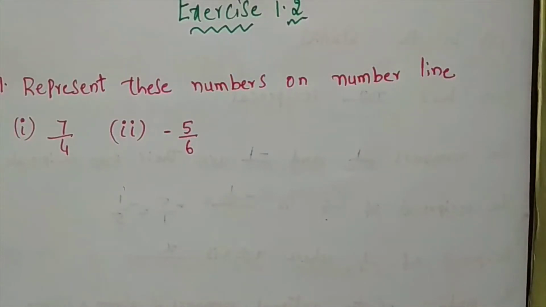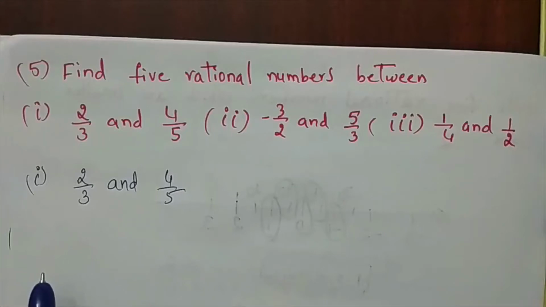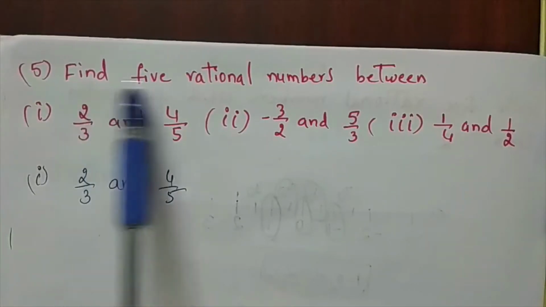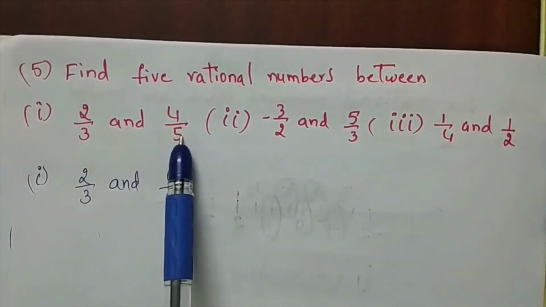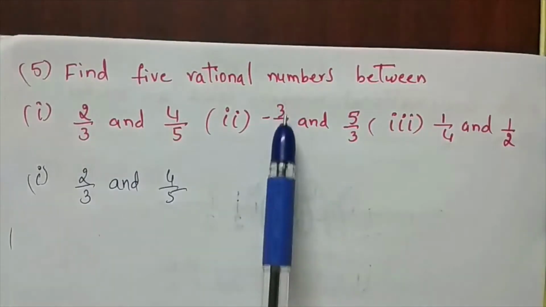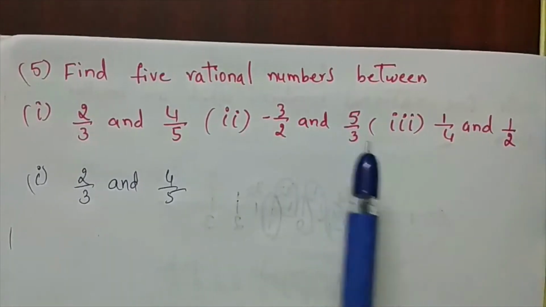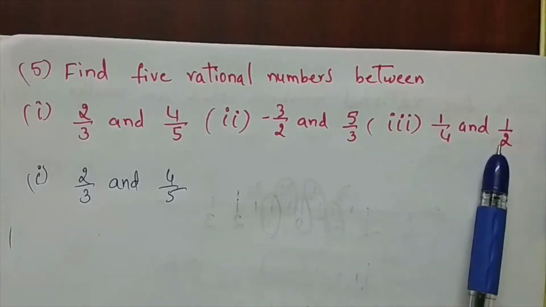Today we will discuss exercise 1.2 of class 8 CBSE math textbook. Let's move on to fifth question. Find 5 rational numbers between 2 by 3 and 4 by 5. Second bit is minus 3 by 2 and 5 by 3. Third bit is 1 by 4 and 1 by 2.